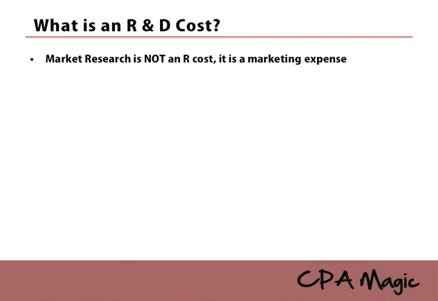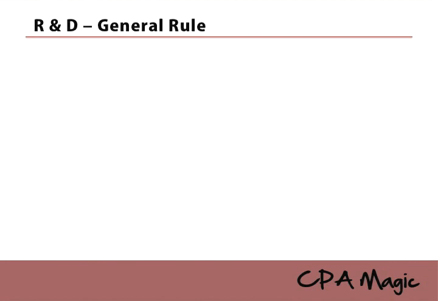Okay, so how do we account for research and development costs? Well, the general rule is that we expense them as they are incurred. R&D costs expensed as incurred. And it's called a general rule because there are exceptions. And the CPA exam loves exceptions. And you're likely going to get tested not on this general rule of expensing R&D costs as they're incurred. You're going to get tested on the exceptions. So let's go over them.